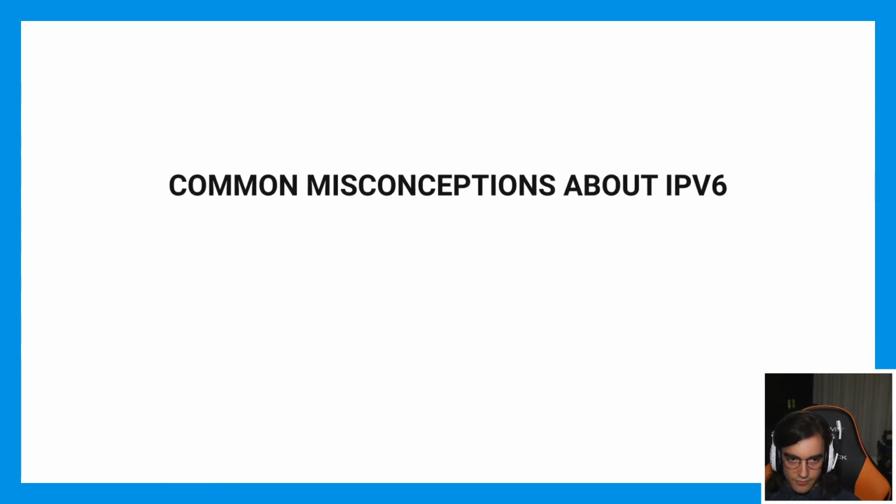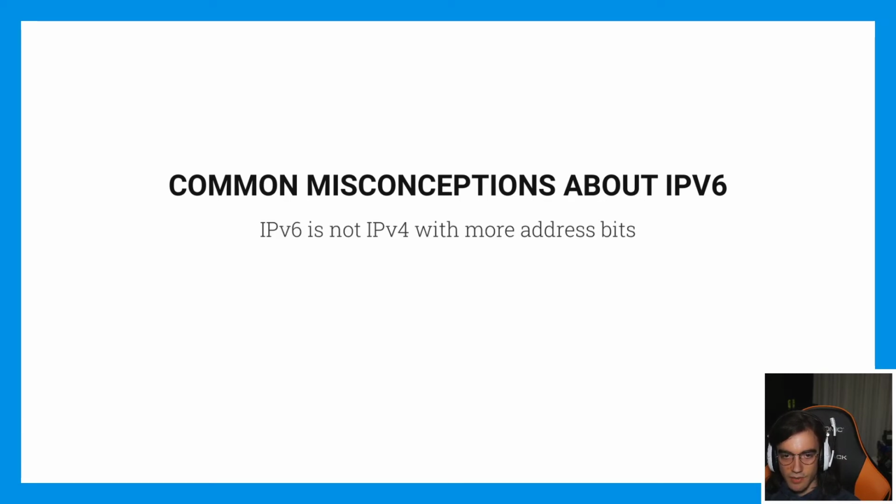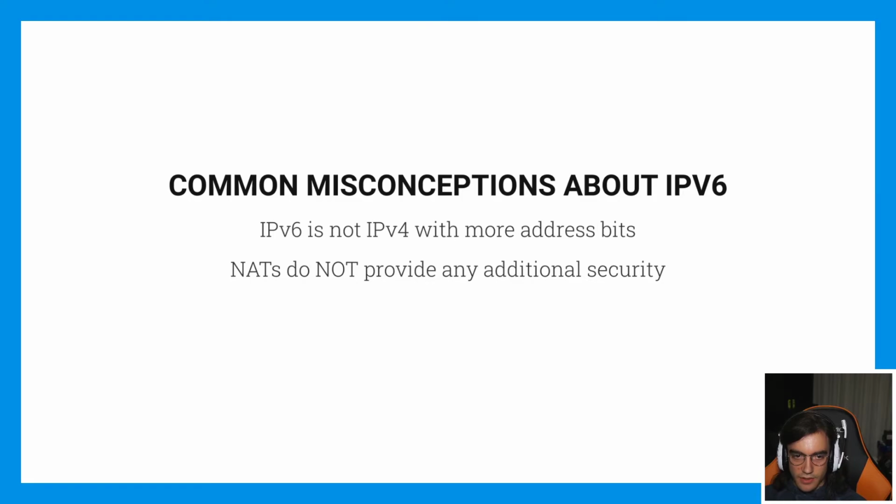And I'm just going to address a few misconceptions about IPv6. Like I said before, IPv6 is not IPv4 with more address bits. It's a lot more than that. You can't just say that it's the same. There are additional things I talked about. And also, this is more of a misconception about IPv4: NATs don't provide additional security. People think that because they're hiding behind one IP address, it makes their services more secure, and that's not the case.